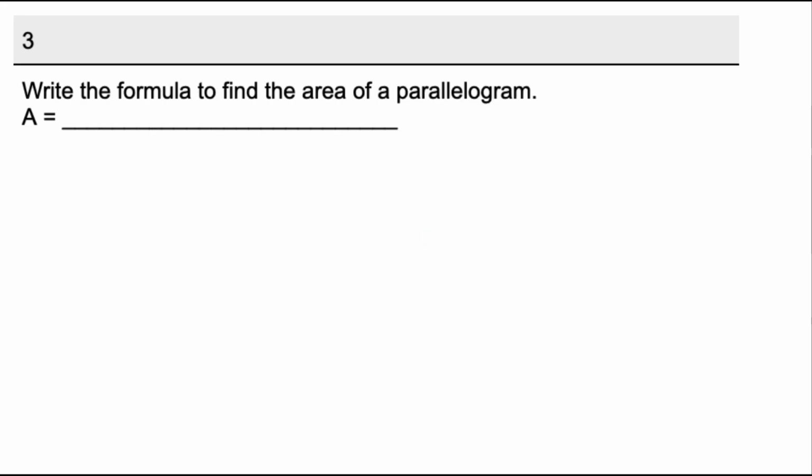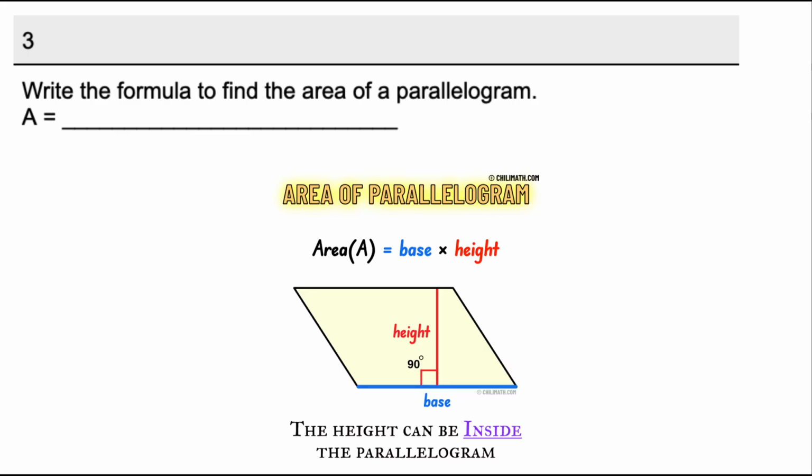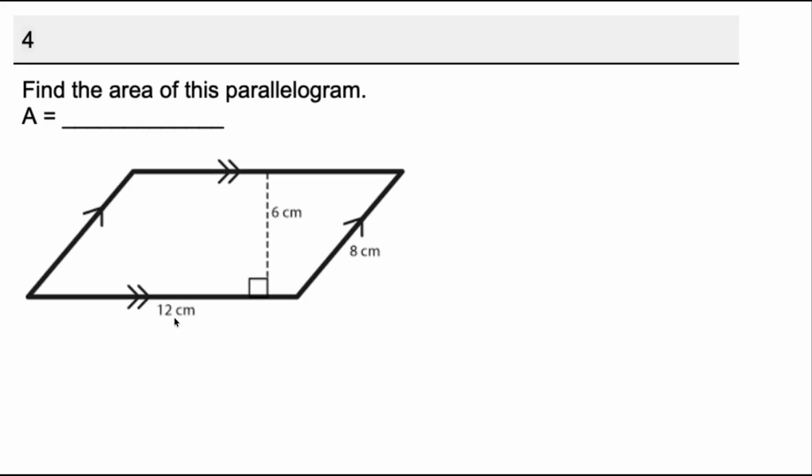Write the formula to find the area of a parallelogram. A parallelogram is base times height. A equals BH. Now remember, it's height, which is the same as altitude, not the side length. So now that we've remembered how to find the area, let's find the area of this parallelogram. Base times height. So this should be 12 times 6, 72. Oops, I should have squared there. Centimeters squared for our area.